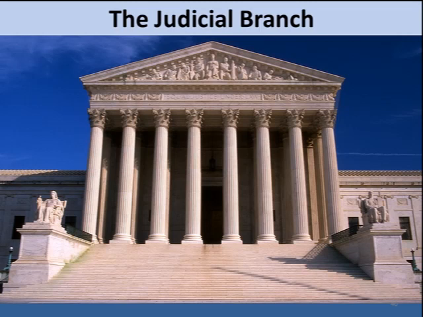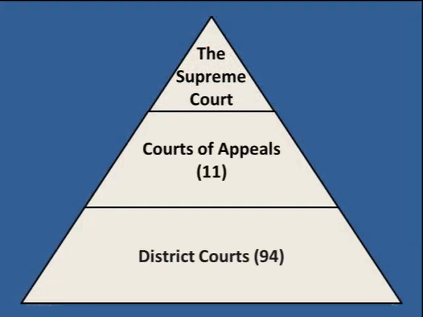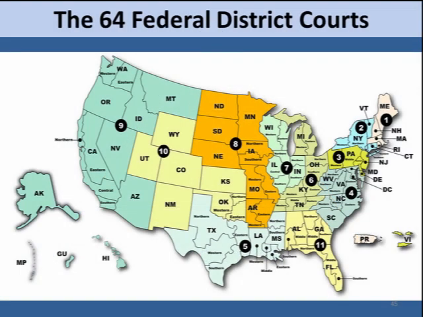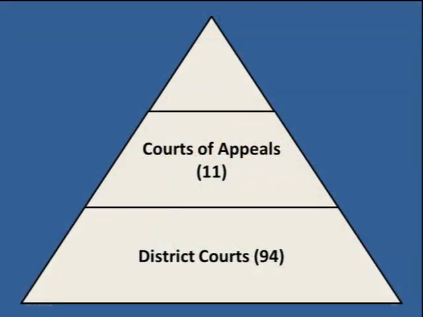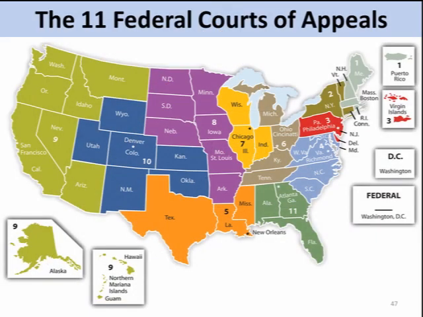The original Constitution set up the judicial branch by creating the Supreme Court. However, as the United States expanded and matured, the judiciary also grew in size as Congress established courts beneath the Supreme Court. Today, the federal court system has three levels. At the bottom are 94 district courts. Every state and territory has at least one district court. Above the district courts are 11 courts of appeals that serve a specific district of the country.